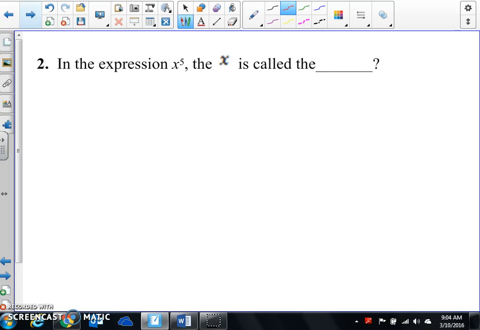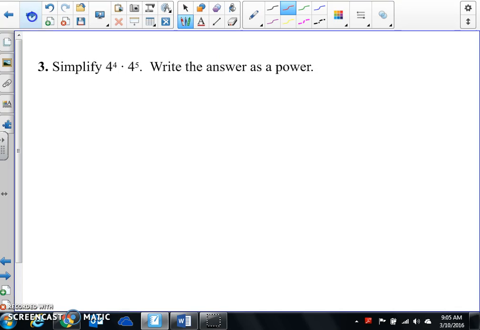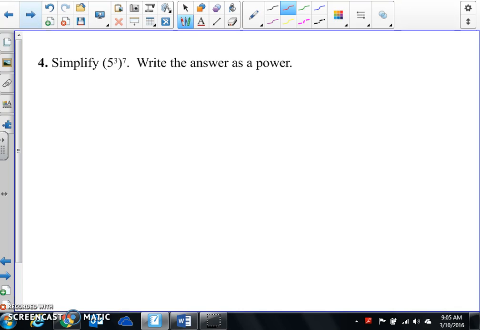In the expression, x is called the base. All right, so we keep the base, which is a 4. Don't be afraid that it's a number. And we add the exponents. So this would be 4 to the 9th. Here our base is a 5. Power to a power, we multiply. So this is 3 times 7, which would be 5 to the 21st.